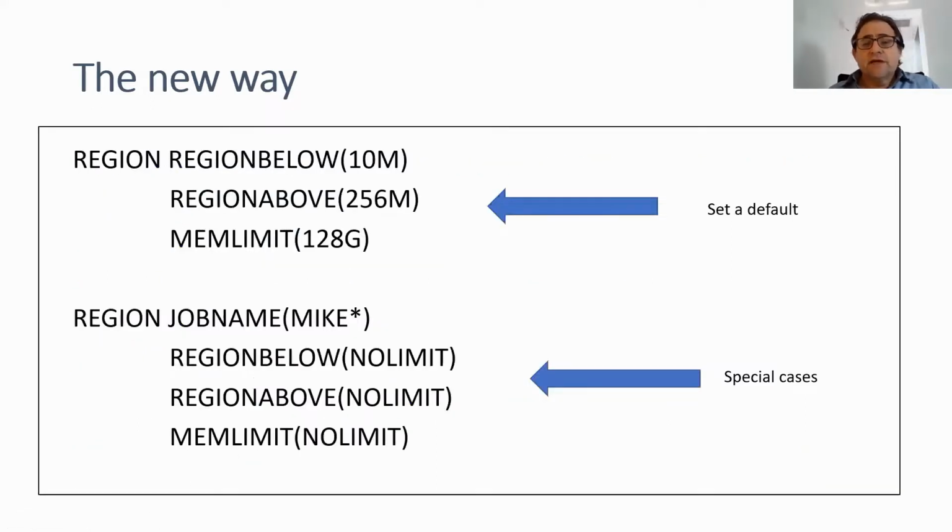I haven't implemented this. This is just an example. I did run it through a test system, so at least syntactically it's correct. I'm providing defaults here. There's no filter on this upper statement, so everybody gets 10 megabytes below the line, 256 above the line, 128 gig above the bar. But of course, I run with no limits. So that's how it would work.